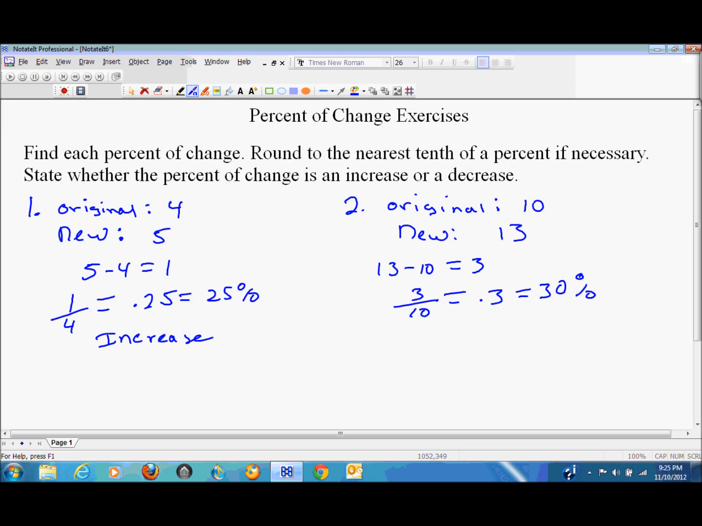And because we have the new greater than the original, this also is an increase. Okay, so let's look at a couple more. Maybe a couple. So let's see, can we change it up a little bit?